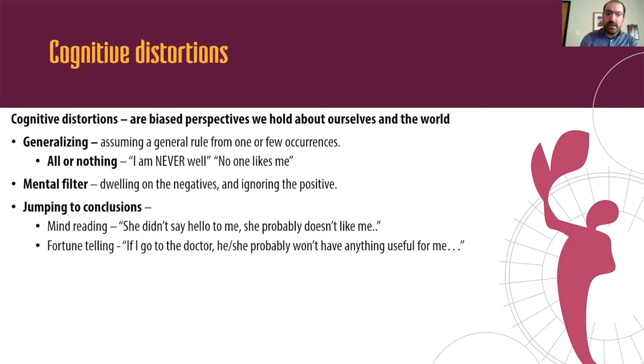Another example is fortune telling, and it might sound silly, but it's like we have this crystal ball and we know what the future will look like. For example, "If I go to the doctor, he or she won't have anything useful for me," or "This is not going to help me anyway. Nothing has helped me up to this point. This won't help me either." First of all, the word "nothing," as we mentioned, is generalizing, but we are also basing what is going to happen on what has already happened. So this is jumping to conclusions.